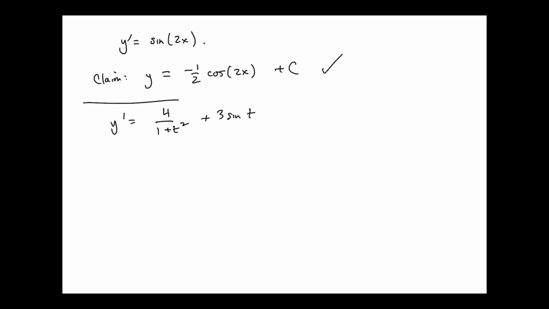Okay, again, this one's separated, because I've got all the variable stuff on one side and y prime on the other. So all I have to do is find an antiderivative. All right, so what's the antiderivative of 4 over 1 plus t squared? And if any of you say logarithm, I'm going to get my stick and beat you over the head.